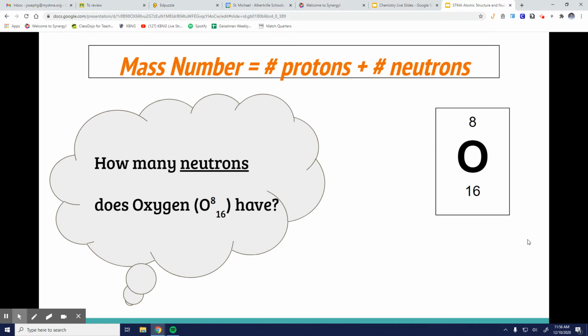So if mass number equals protons plus neutrons, how many neutrons does oxygen have? Hopefully you figured out that oxygen has 16 for a mass number, and we know that the atomic number is 8. Atomic number equals protons. So mass number 16 equals 8 plus neutrons. So how many neutrons does it have? It will have 8 neutrons.